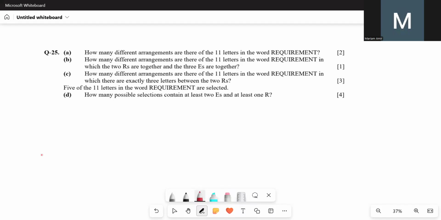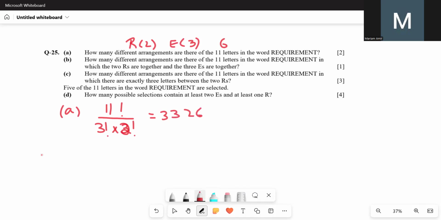Part A: how many different arrangements are there of the 11 letters in the word requirement? Okay, so R is there twice and E is there thrice, and other than that, we have 6 more letters. So that makes 11. For part A, we have to arrange these 11 letters. So it's going to be 11 factorial divided by repetitions, which is 3 factorial times 2 factorial, which gives 3326400.